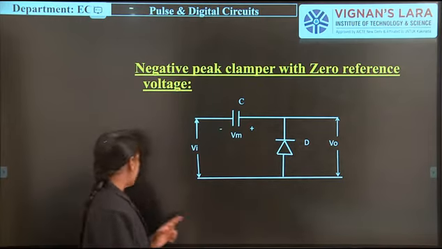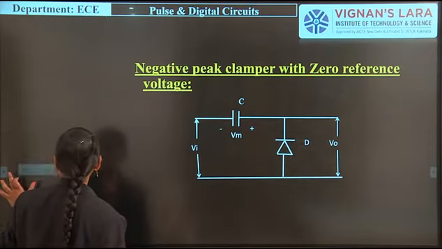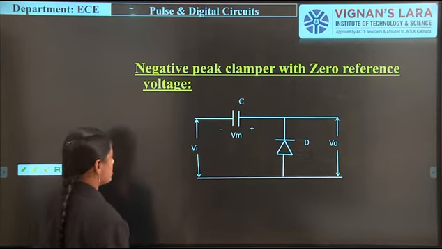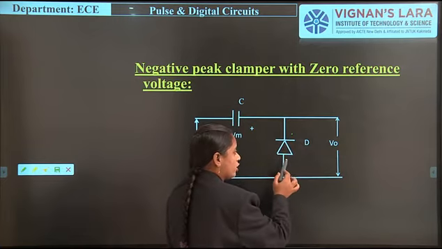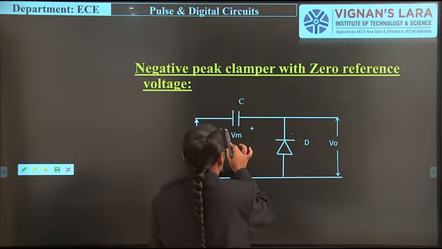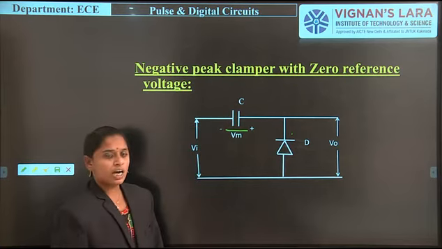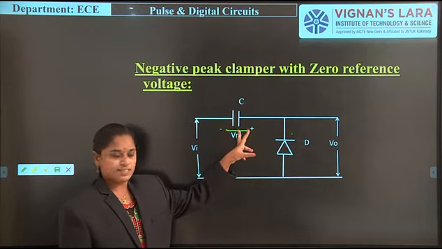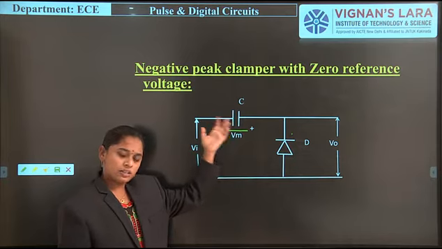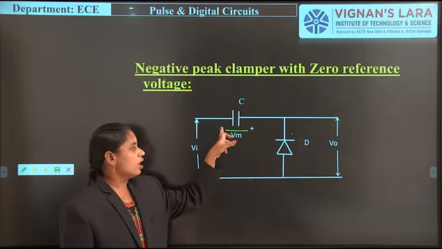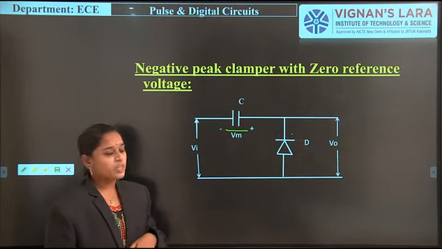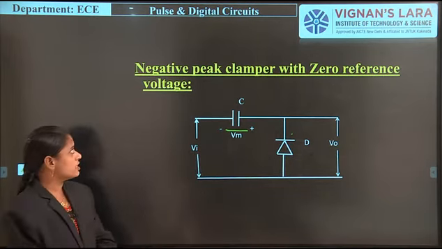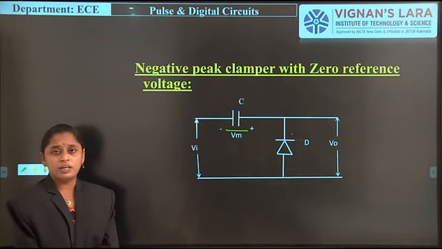Here obviously the diode direction will be changed, and at the same time the capacitor terminals are also interchanged. So the input is applied to the cathode of the diode and the anode of the diode is connected to the ground. In the previous clampers we applied the positive side of the capacitor to the input, but here we apply the negative side to the input. At the same time, this is a positive clamper, so it shifts the signal to the above DC level.